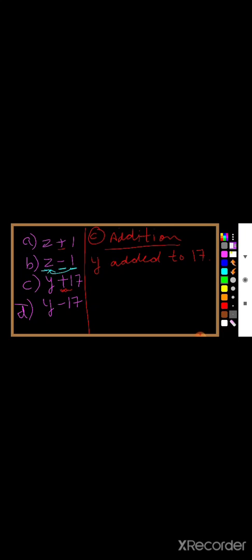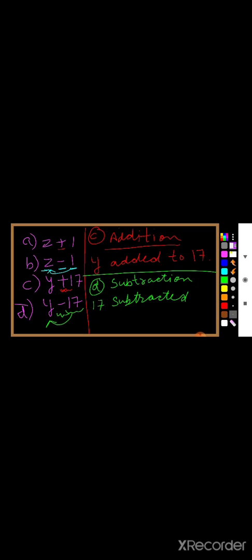Now next, let's check D part. Again check here, it is y minus 17. So obviously here the operation used is subtraction. And how is the expression formed? It is 17 subtracted from y. So this was all about the A part of question number 3, right?